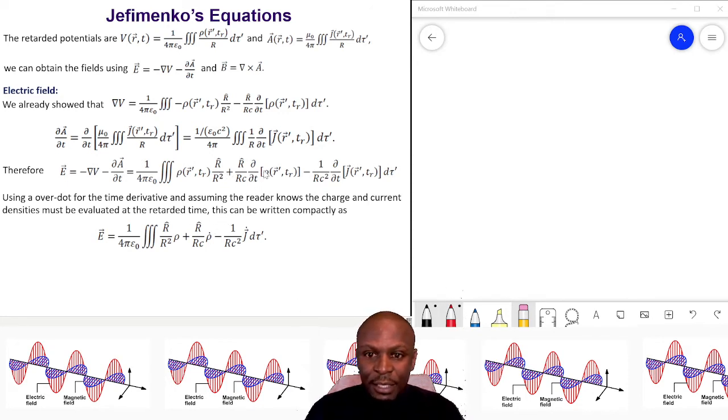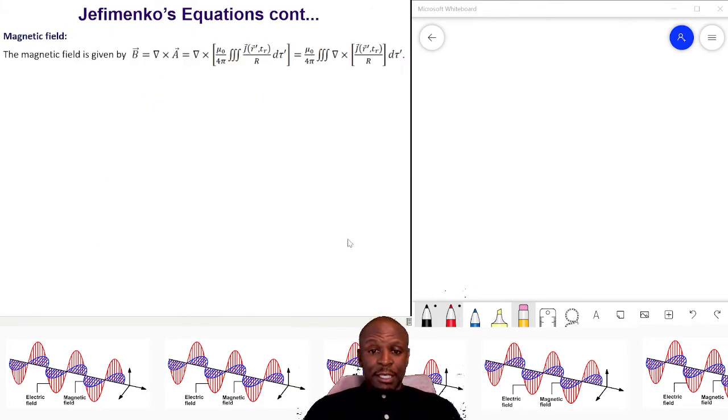Now I'm just writing this equation, I'm just going to write this rho, and I assume that you know that this is taken at the retarded time. Now whenever I see this term here, plus this term, whenever I see rho and then I'm seeing the differential, I'm just going to write rho dot. And then here I'm just going to write J dot. So this is what I'm going to have in terms of the electric field.